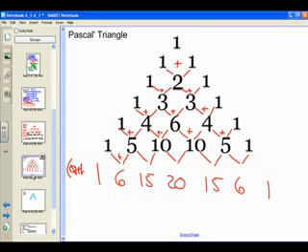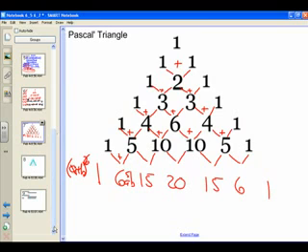A plus b to the 6th power would give me an a to the 6th, 6a to the 5th b, and so on down to... You always have a pattern. So say we have this a plus b to the 6th.